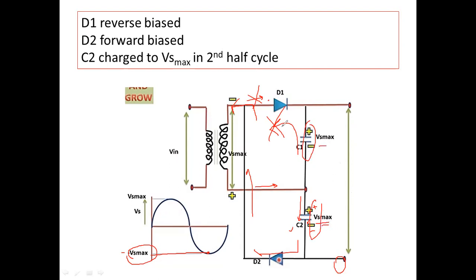So now after one half cycle, if we want to get the output, the output will be Vs maximum plus Vs maximum, because these two are in reinforced mode. Plus and minus, it adds.